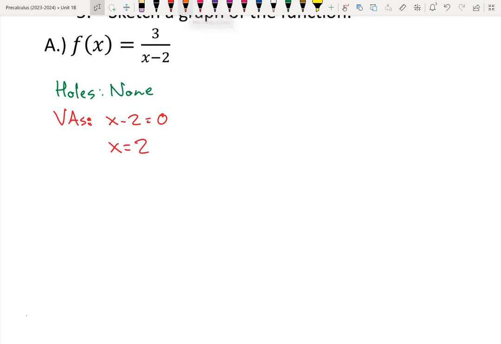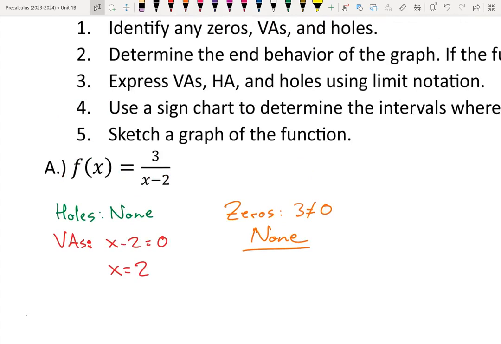Zeros, let's do zeros next. Any zeros? What do we set equal to 0 for the zeros? Top or bottom? Top. Can I set the top equal to 0? No, that's not true. So do we have any zeros? No, there are none. No zeros. We've done zeros, vertical asymptotes, and holes.